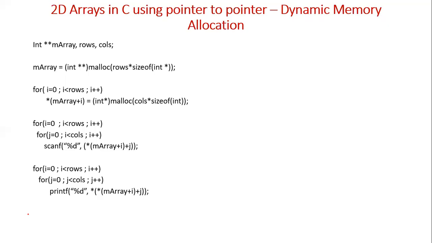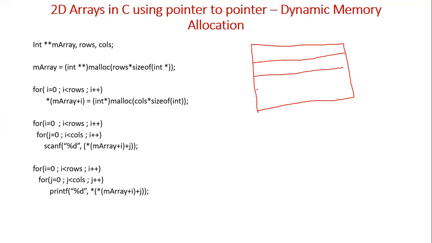As I have already told, a two-dimensional array is a collection of rows and columns. It will have some set of rows, and each row will have some columns. If there are R number of rows and C number of columns, then the number of columns ranges from 0 to C minus 1, and the number of rows ranges from 0 to R minus 1.